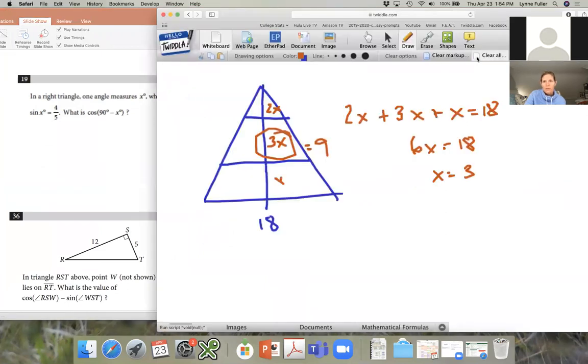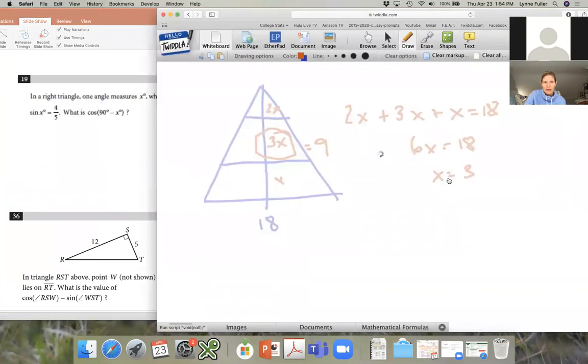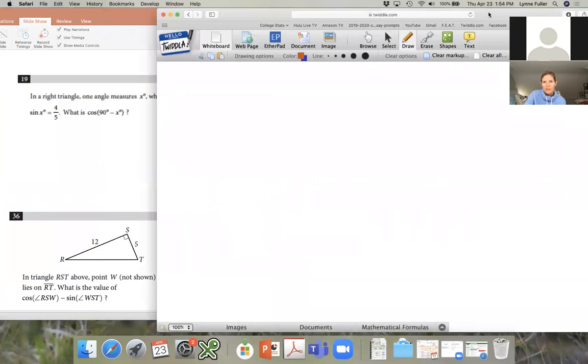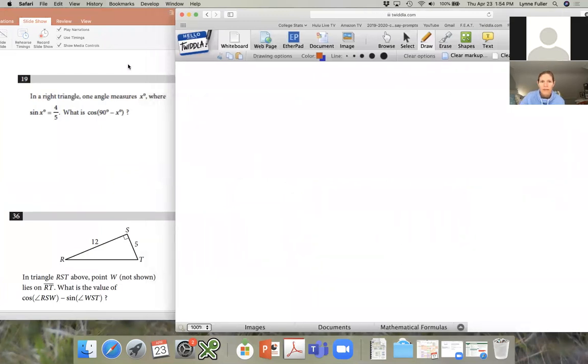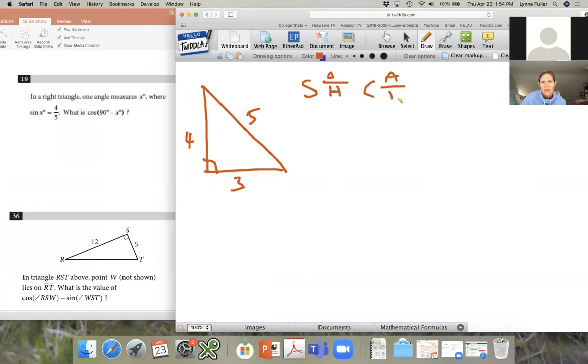Okay, so I reminded everybody earlier about SOHCAHTOA, and I just want to go over a quick review of what that looks like. And I'm just going to use a quick 3, 4, 5 triangle to do so. So 3, 4, 5, here's your right angle. So SOHCAHTOA.